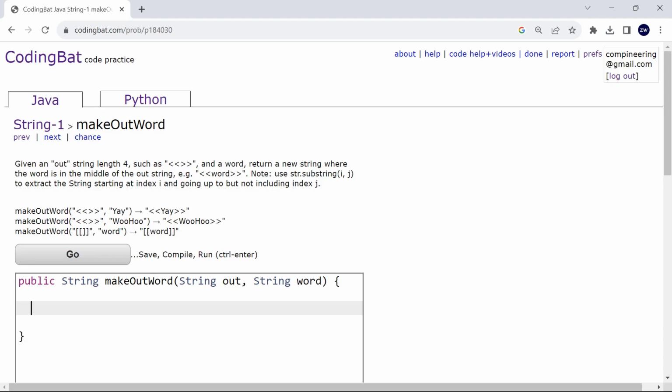For this question, we are given a string word and we are to put it in the middle of string out. So we can start off by using return and then out.substring. So we're going to get specific sections of the string out, and then plus, so we're putting the word in the middle, and then plus out.substring.